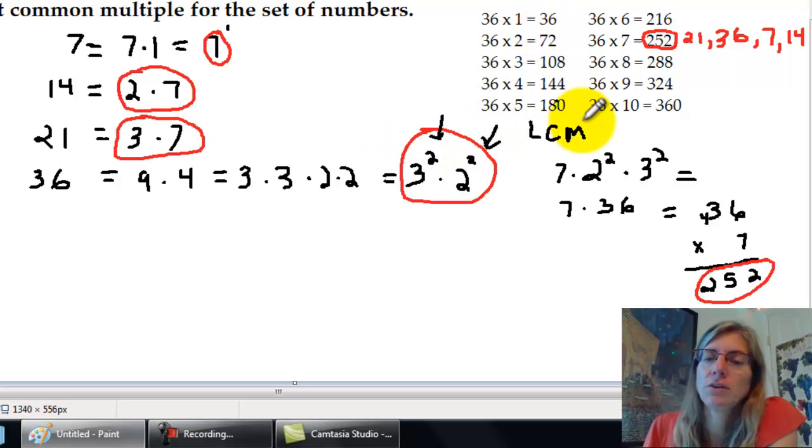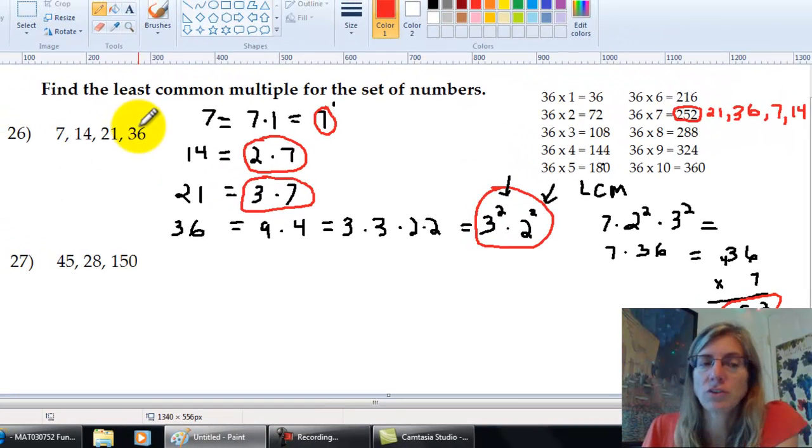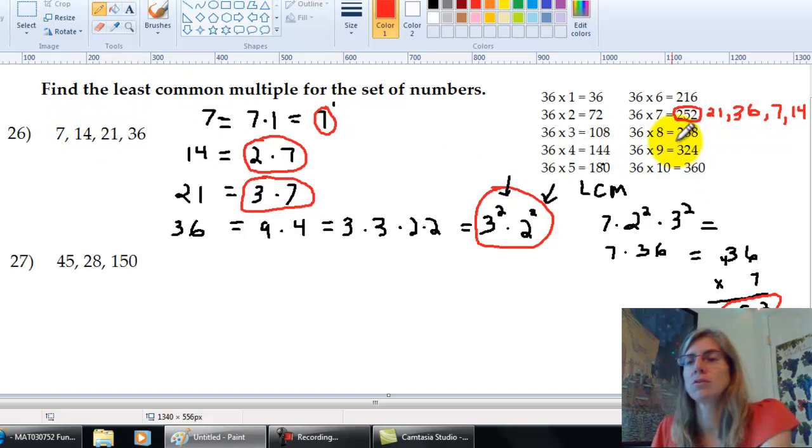And this is another way to do it up here by listing the multiples of the largest number and then finding which of those multiples divide into the other 3 numbers, which is what we did there.